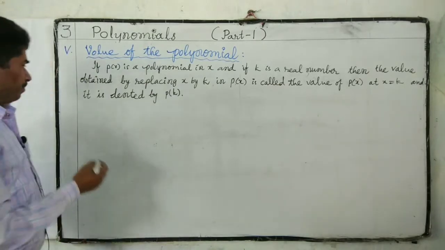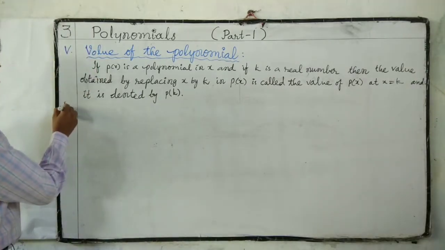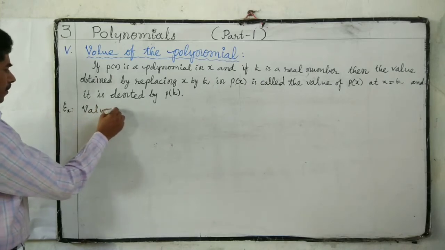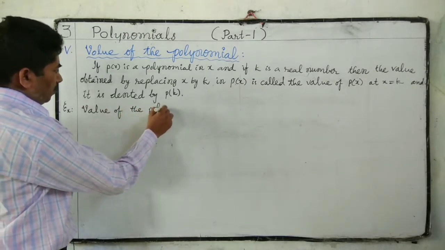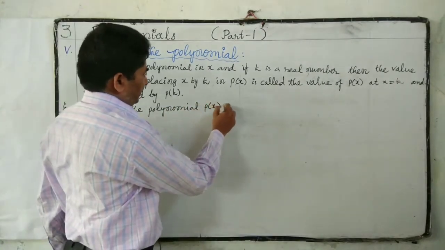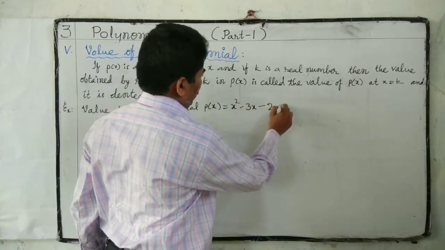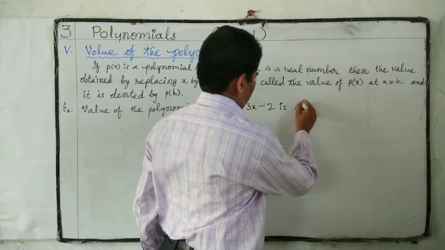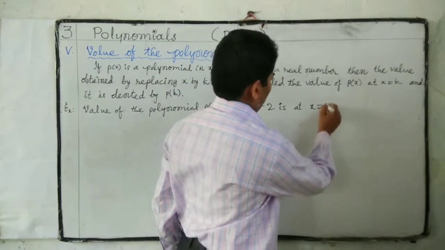For example, the value of the polynomial p of x is equal to x square minus 3x minus 2 at x is equal to 2.